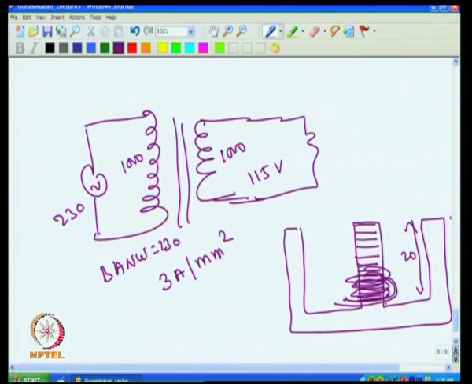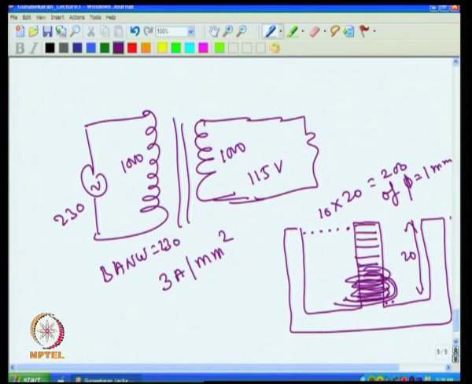That means I see how many layers it can take. If each one is 1 mm, and for example this is 10 mm, then it can take 10 layers, and each layer can take 20 turns. 10 into 20 means it can take 200 turns of 1 mm dia wire. So one can always verify whether the given core will take that number of turns or not.